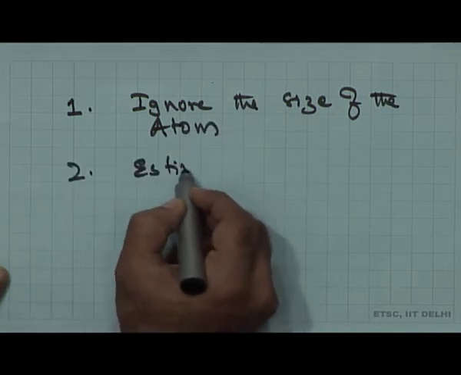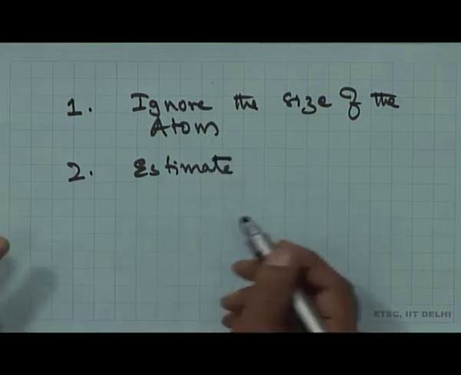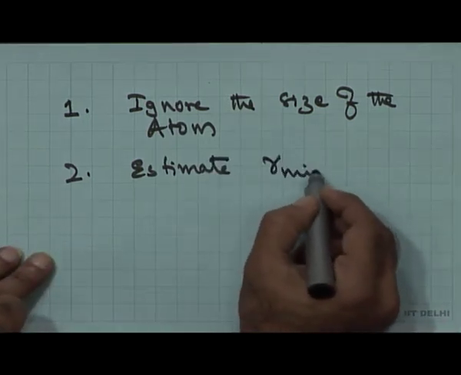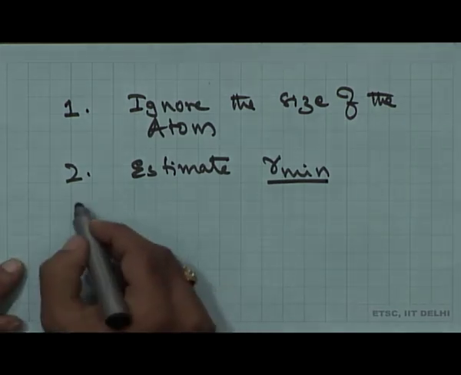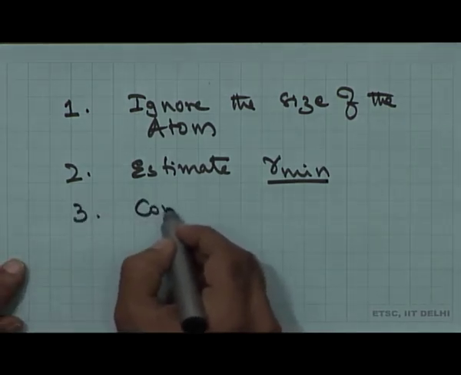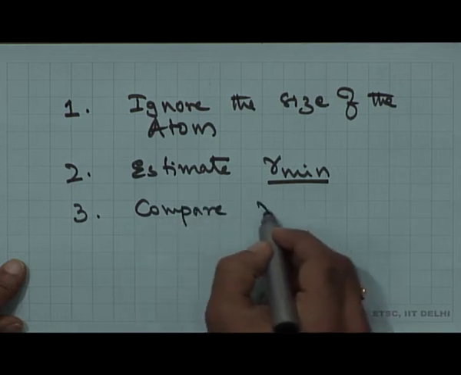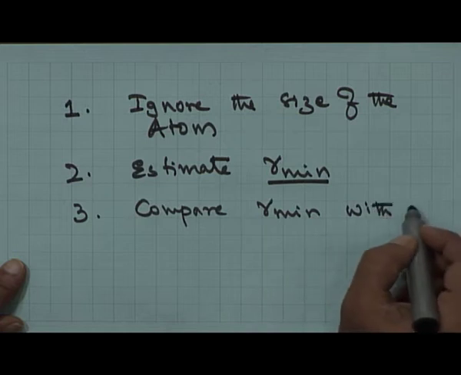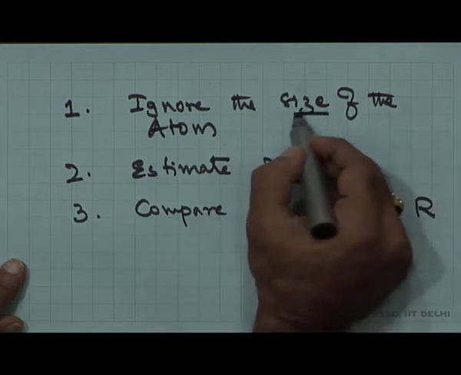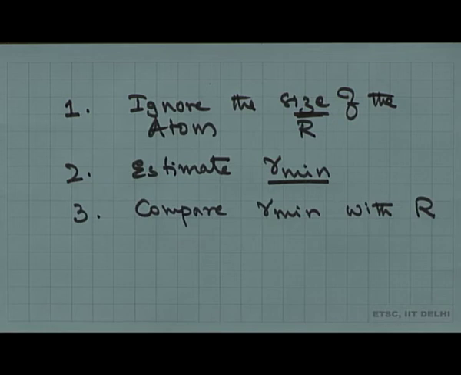Estimate, it is not actually an estimate, it is exact, but R minimum. This is the closest distance that the alpha particle can approach. Number 3, compare R minimum with capital R. This size is R. That is what we want to do.